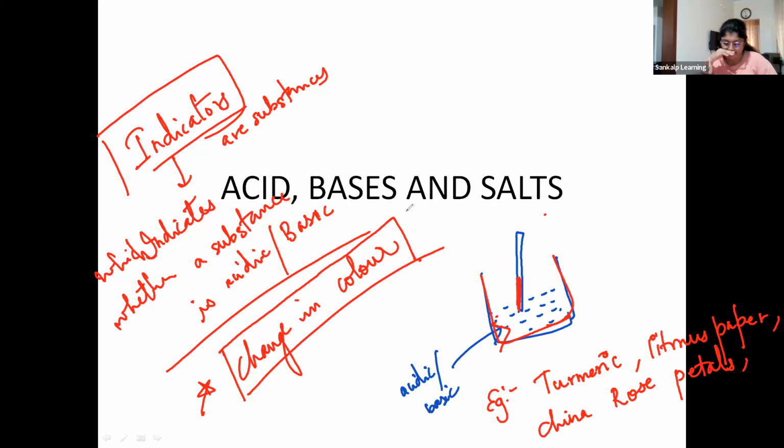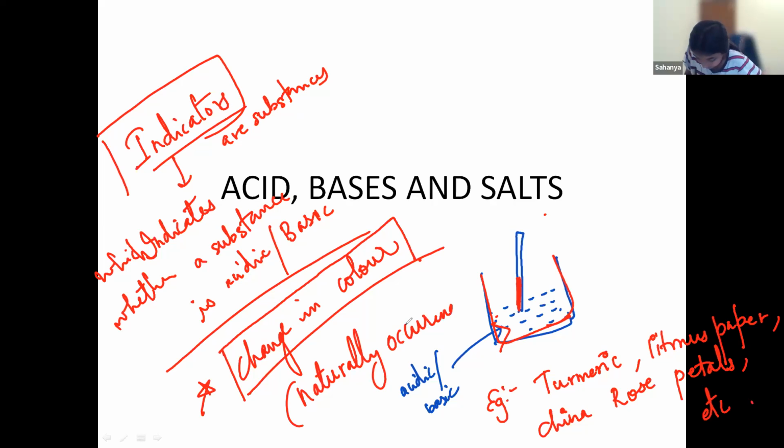Okay, next line. Turmeric, litmus paper, China rose petals, etc. So these are some of the naturally occurring indicators. You can write in brackets: naturally occurring.